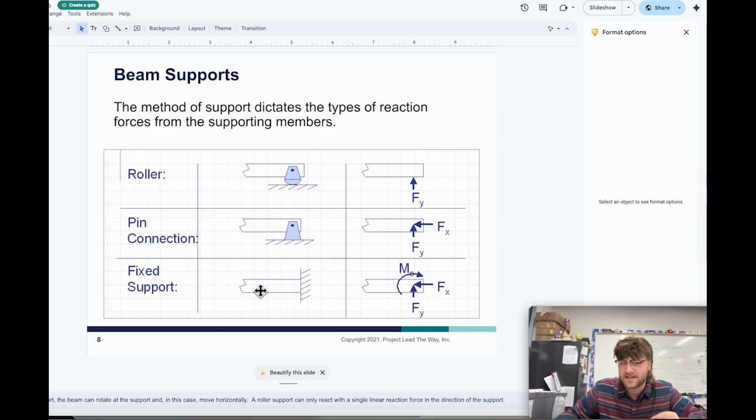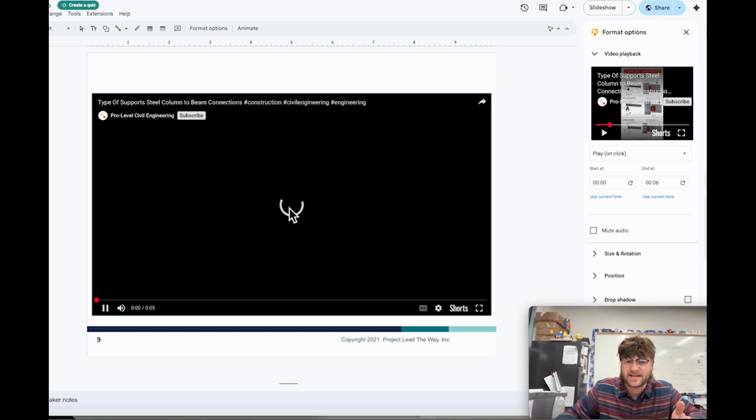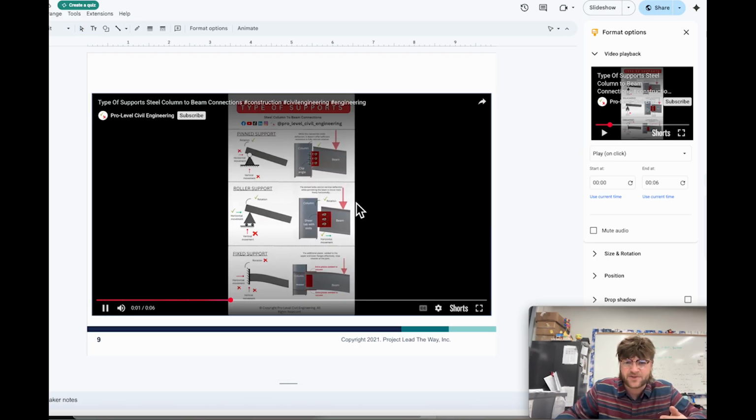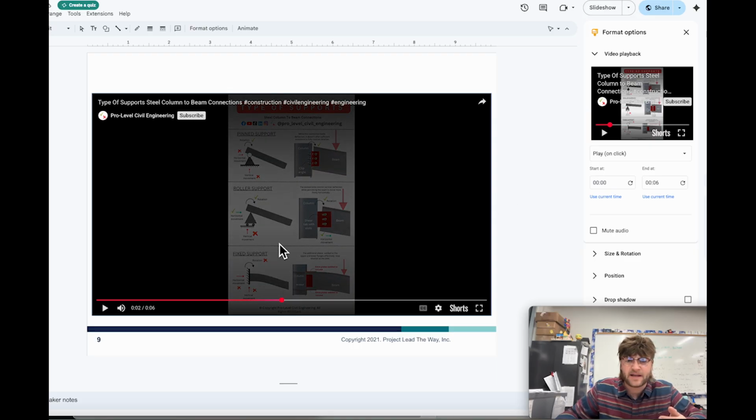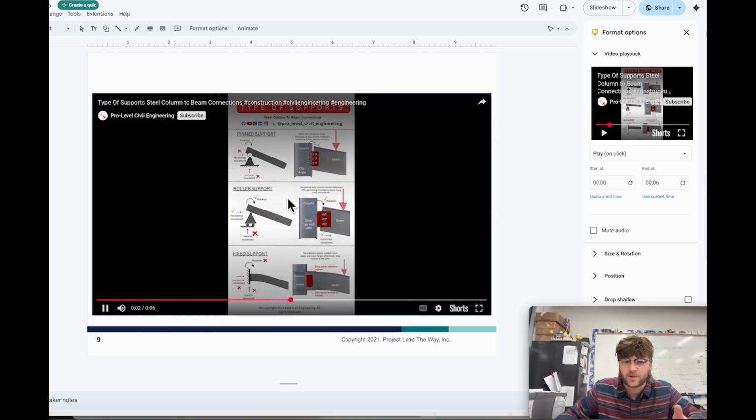Now, if there's a fixed support, though, that's going to be the case where this beam is welded or placed into concrete. And it's going to be the case where we have Fy, Fx, and then we're also going to have the reaction moment there. And so just to show you guys this too, I ended up finding this video here online. And so this actually shows you the different methods and how this correlates to real life.